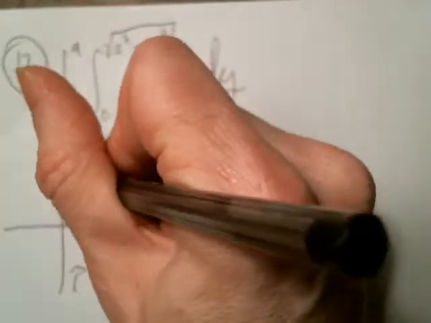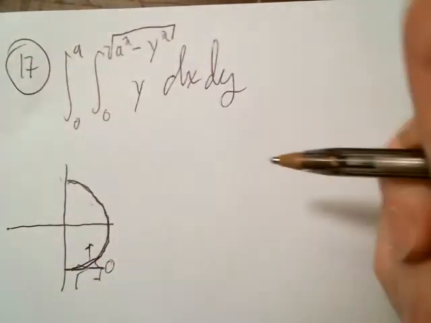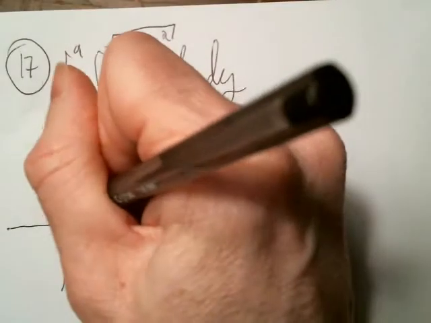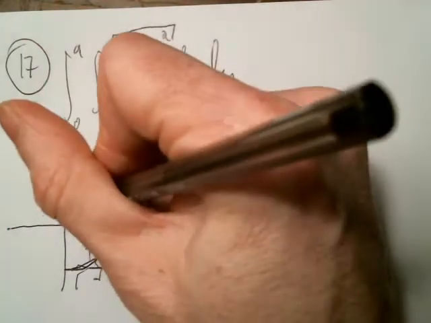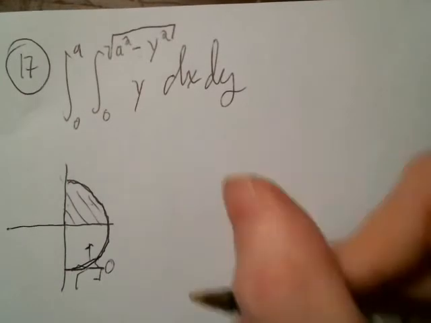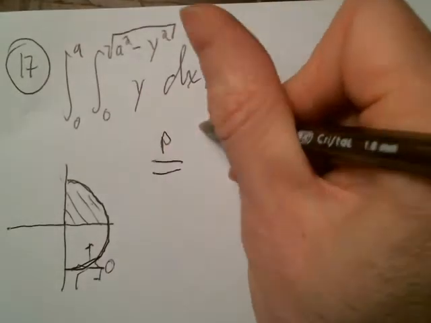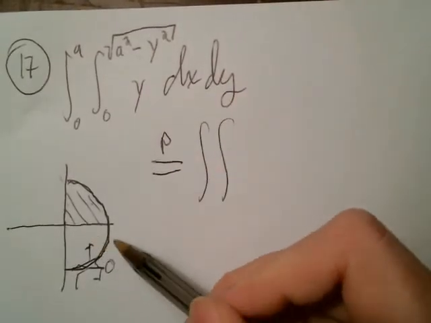Okay, and I'm going to have to draw over my running man. And then on the y-axis, I'm going from 0 to a. So that's going to go from 0 to a like that, and the region will be this region here. Okay. I need to convert that into polar. I'll just put P for polar. Okay. And this time it's just a circle with radius a.